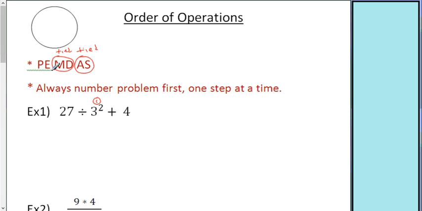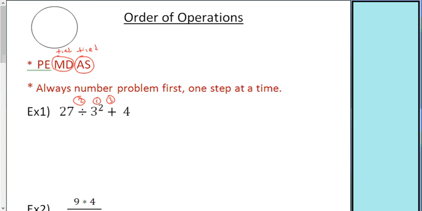Then I go back to the problem. Do I have any more exponents? No. Do I have any multiplication or division? Remember that they're actually tied, so do either one of those. If I have multiplication or division, I actually do whichever one came first in the problem, okay? So in this case, I would do this second. And then I don't have any more multiplication or division, so I would add or subtract last. That would be third. So the first thing I'm going to do is square this number. The second thing I'm going to do is divide. And then the third thing I'm going to do is add.